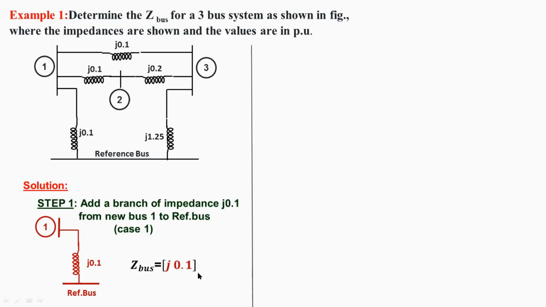Here the order of the matrix is 1 by 1, and the number of buses in the system is 1. So this is the exact, actual bus impedance matrix of this network. Now let's add the second branch, which is connected between bus number 1 and 2, with a branch impedance of j0.1.